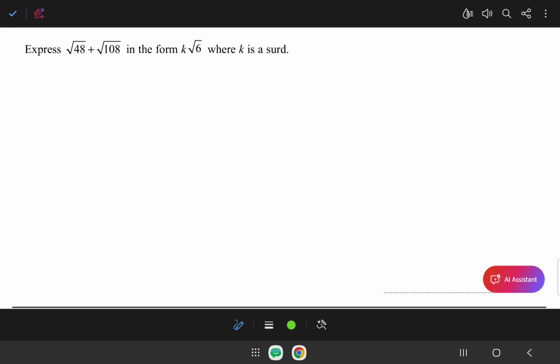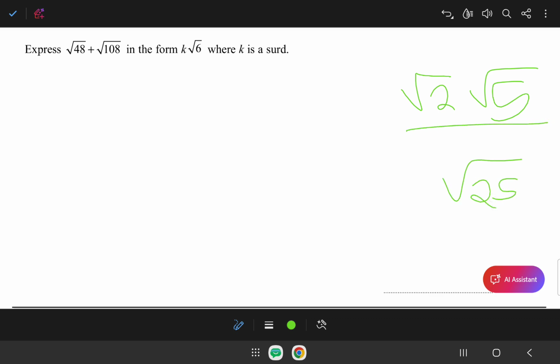So first we have to know what a surd is. A surd is basically a number with a square root or a cube root that can't be simplified into a whole number or a fraction. An example of this would be root 2 and root 5, since we can't really simplify them, but root 25 can be simplified into 5.